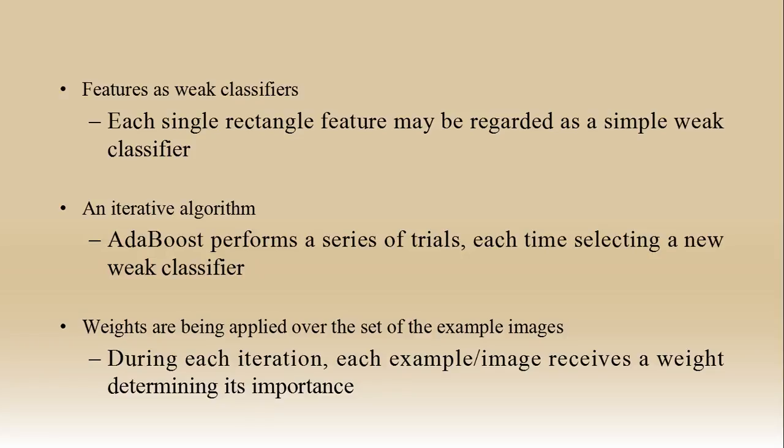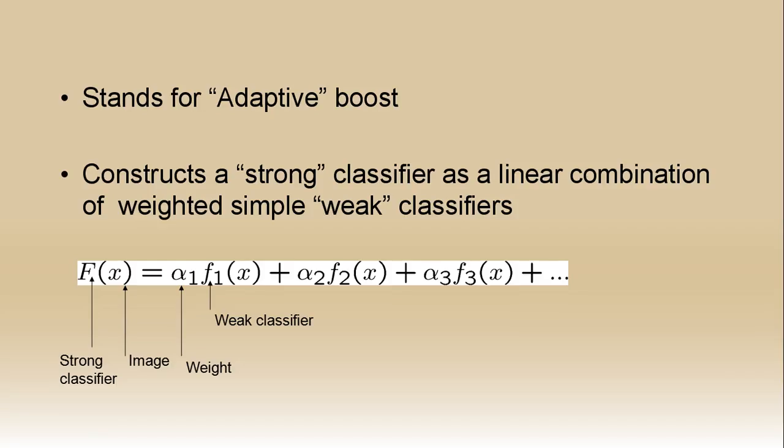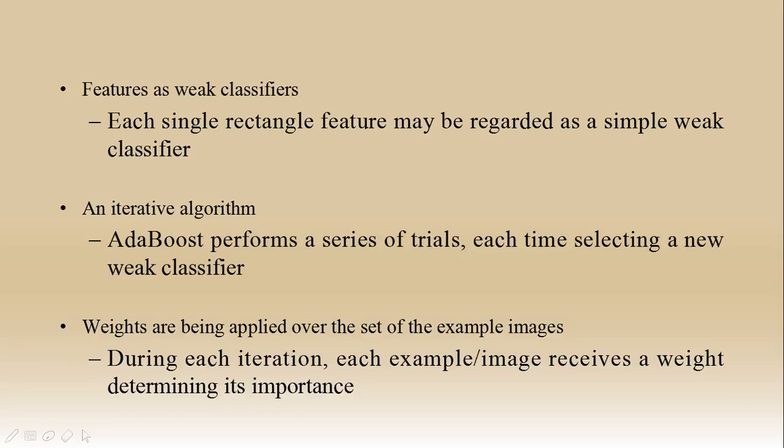Now, features as weak classifiers. Each single rectangle feature may be regarded as a simple weak classifier, and these, when multiplied with their respective weights and summed up, give us the strong classifier of the image. AdaBoost performs a series of trials, each time selecting a new weak classifier, and the weight associated with each weak classifier determines its importance. So we can choose to neglect or accept any of the classifiers based on the weight associated with them.